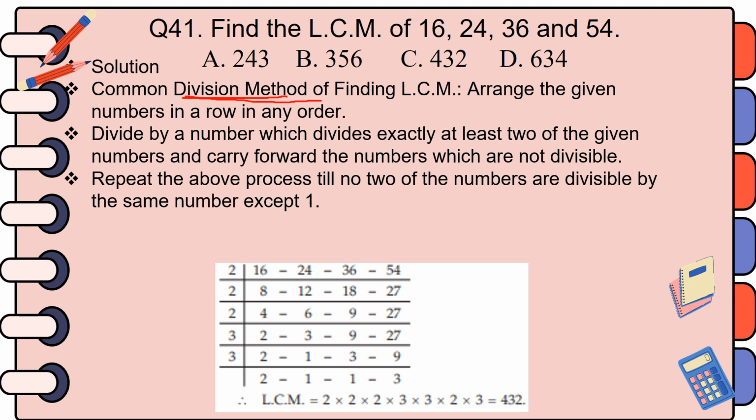So, how can we use this method to find out the LCM of the numbers? When you use the division method, what you have to do first is arrange the given numbers in a row in any order that you like. For example, there are 4 numbers here, 16, 24, 36, and 54. So arrange or write these numbers in a row. So we have 16, 24, 36, and 54.